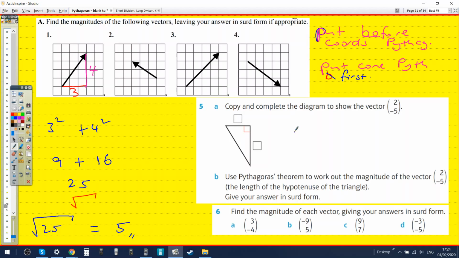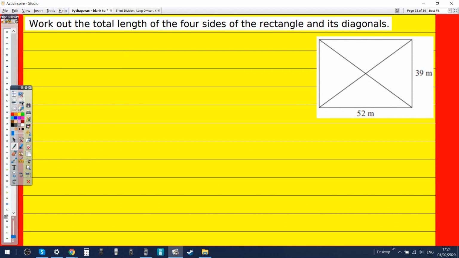Do we try one of these ones? Yeah, why not? Okay, how would you do question 5 part A, do you know? I don't know. So a vector, have you seen vectors before? Nope. I'll leave that then. I'll leave this one.